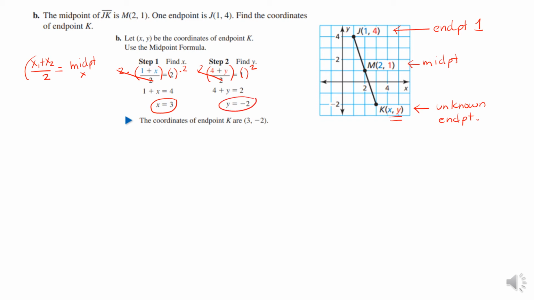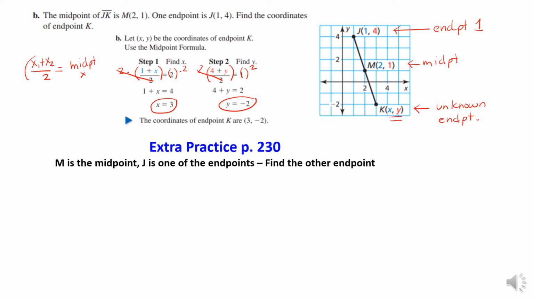So let's do a couple of these together. I'll do one. If you want to push pause and try them on your own, that is awesome. Remember that M is the midpoint, J is one of the endpoints. So here is your midpoint. You might want to make a note to yourself. Okay? I'm going to set this up. I'm going to say 5 plus x divided by 2 equals 0, because that is my x for my midpoint.